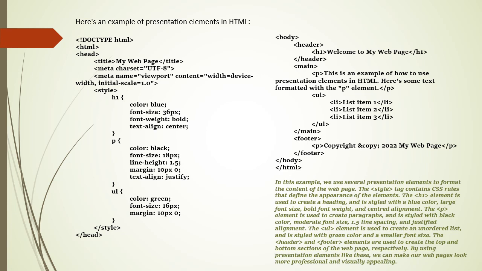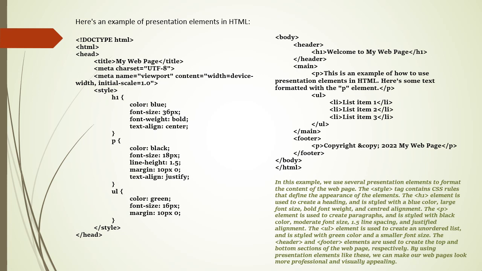Then we come to the body of the HTML page. The body starts with the header. Here is the h1 tag: welcome to my web page. The text will be in the color blue, with a font size of 36, a font weight of bold, and a text align of center. Then we come to the p tag.